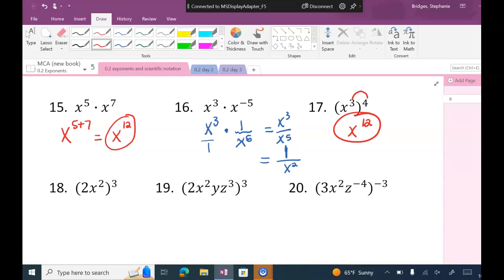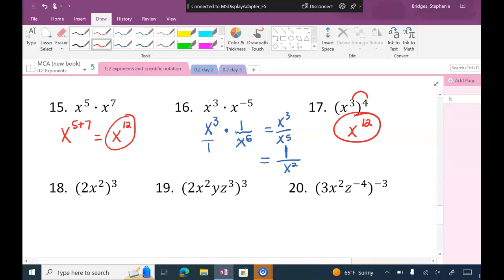All right, I want to do 18 with you, then I'm going to let you try 19, and then we'll do 20 together, and then we have one more after that. So number 18 is like the product rule. That's number 4, I believe, that we listed. Everything inside the parenthesis is going to be raised to what power? What's the power on the outside?